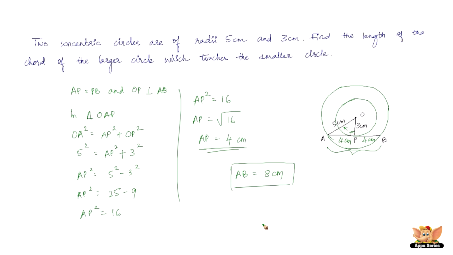So another very easy problem, very fundamental problem. You just have to know the property that we have applied in this problem. The property that the tangent to a circle is perpendicular to the radius of that circle through the point.